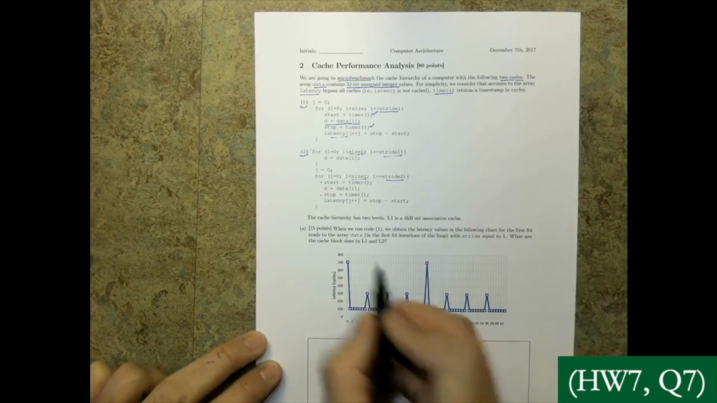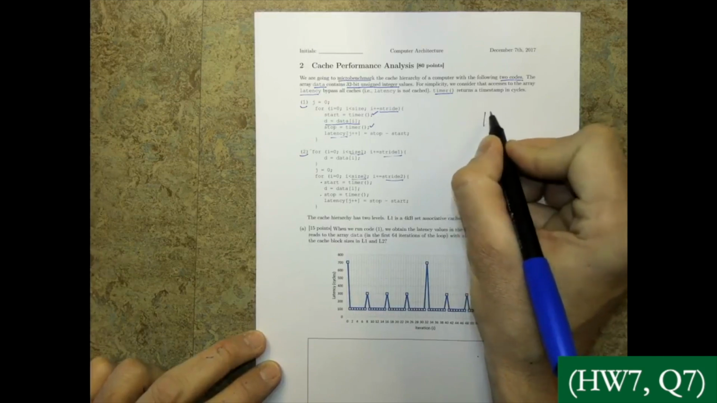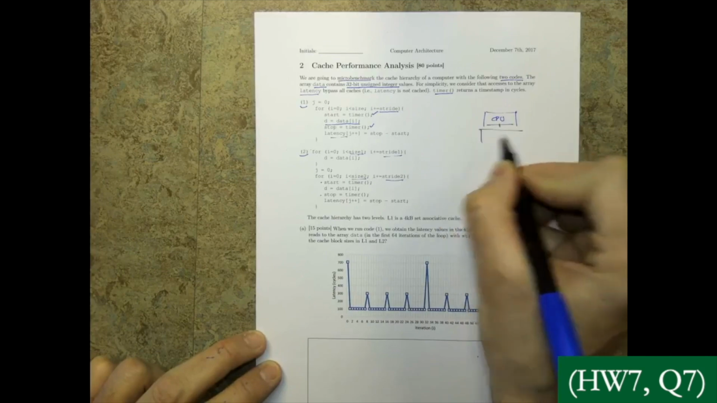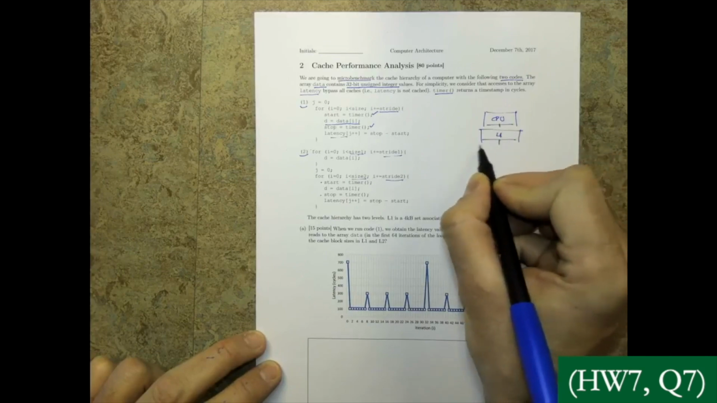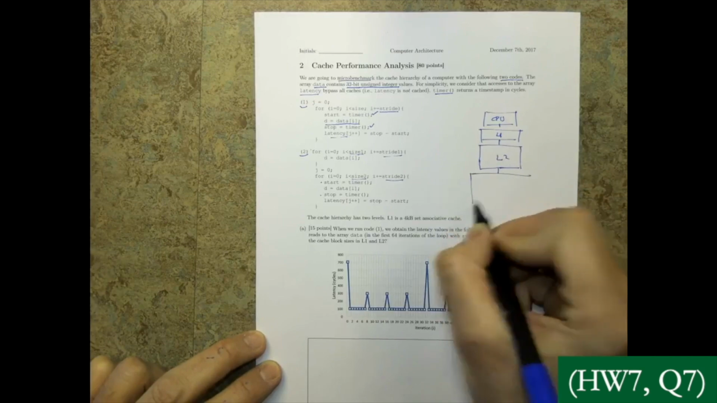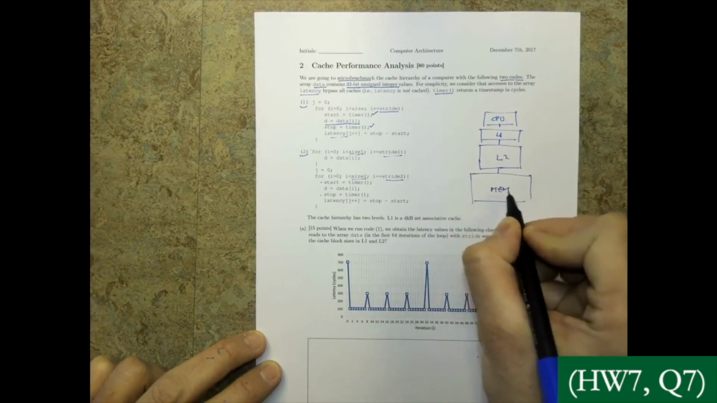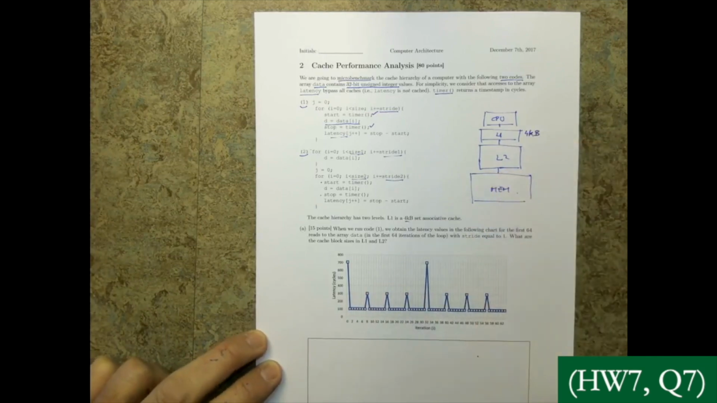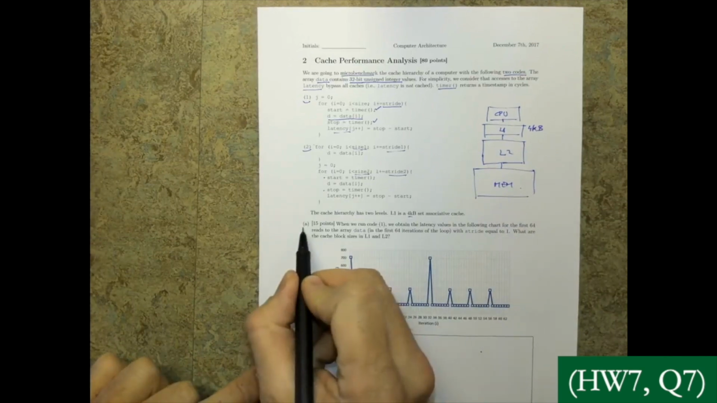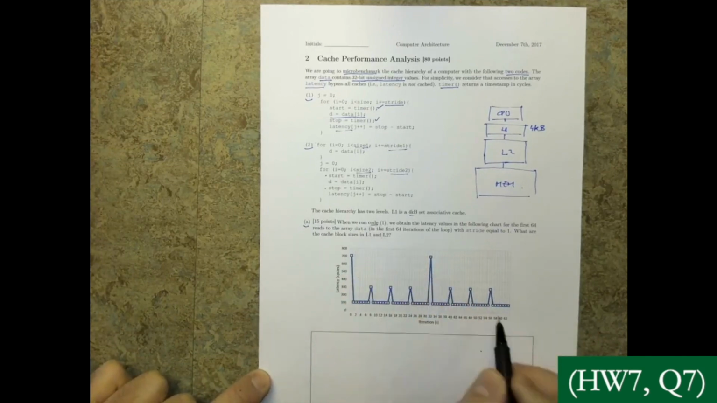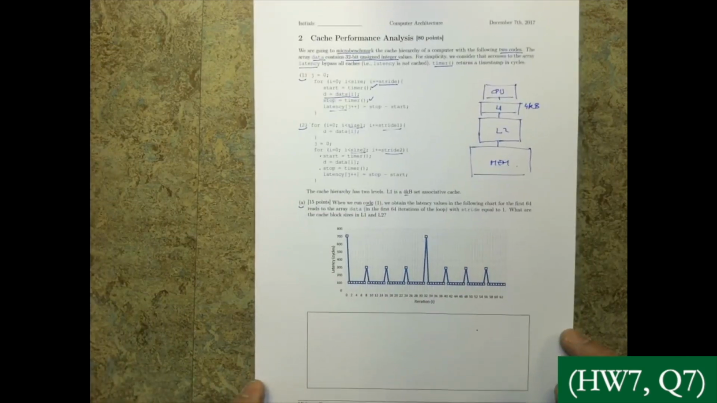As the question says, the cache hierarchy has 2 levels, so we will have our CPU, L1, L2, and main memory. And we also know that the size of this L1 is 4 kilobytes. Part A says that we run code 1 and we obtain this chart that you can see on the screen.